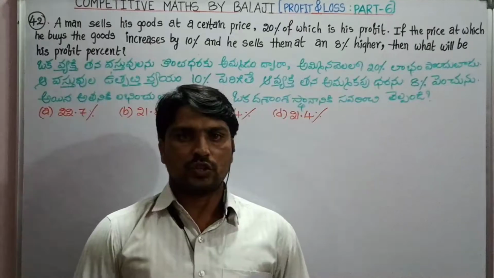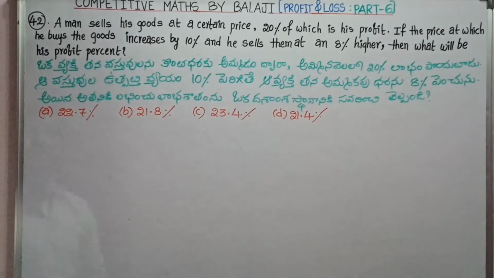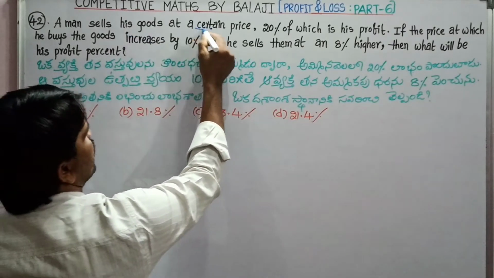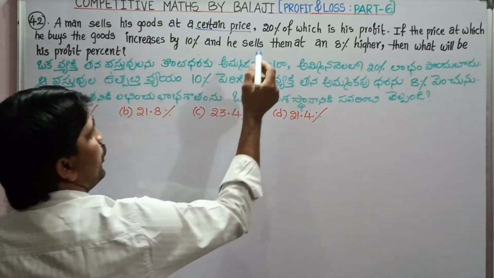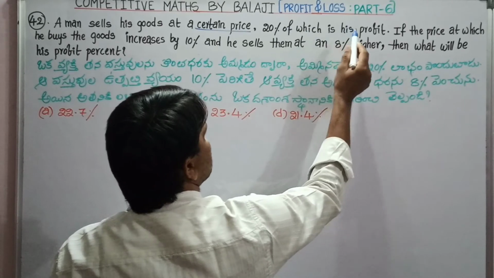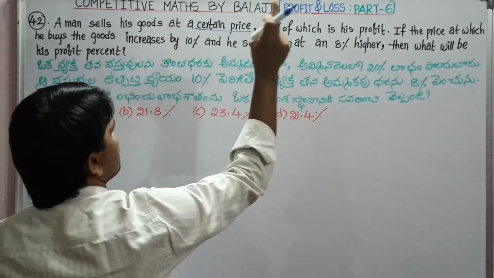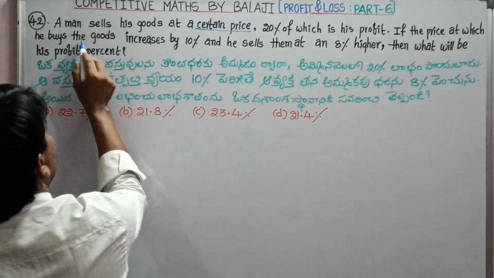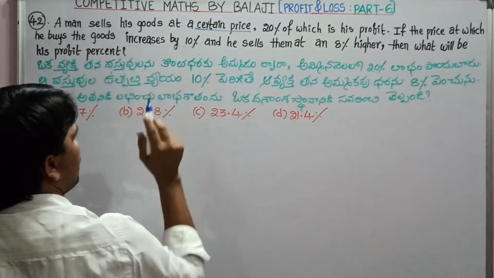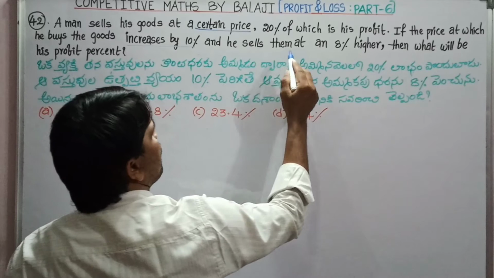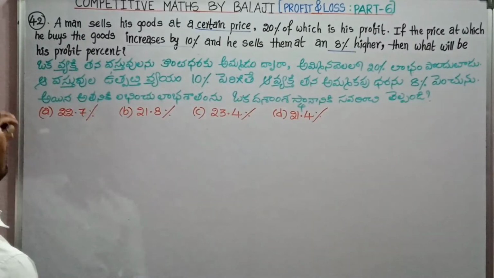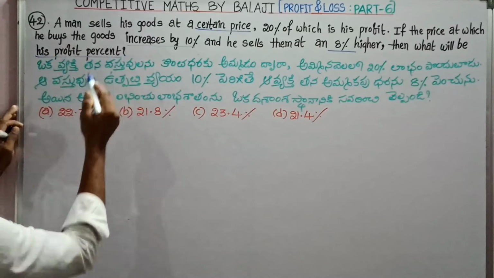Okay. Next question, 42nd. A man sells his goods at a certain price, 20% of which is his profit, that is, 20% of the selling price is his profit. If the price at which he buys the goods increases by 10% and he sells them at 8% higher, then what will be his profit percent?